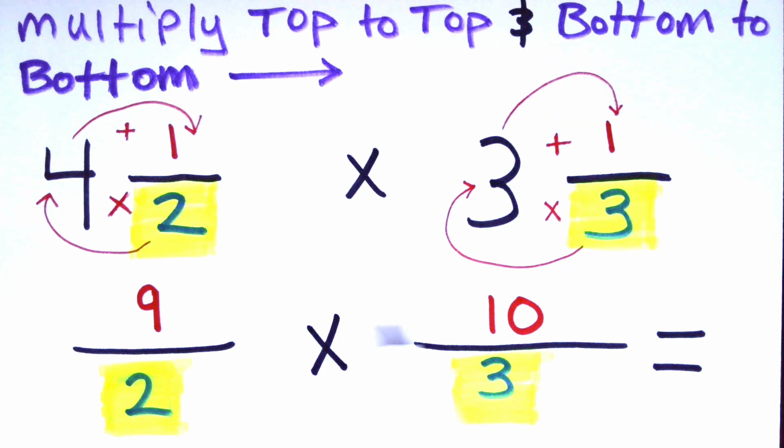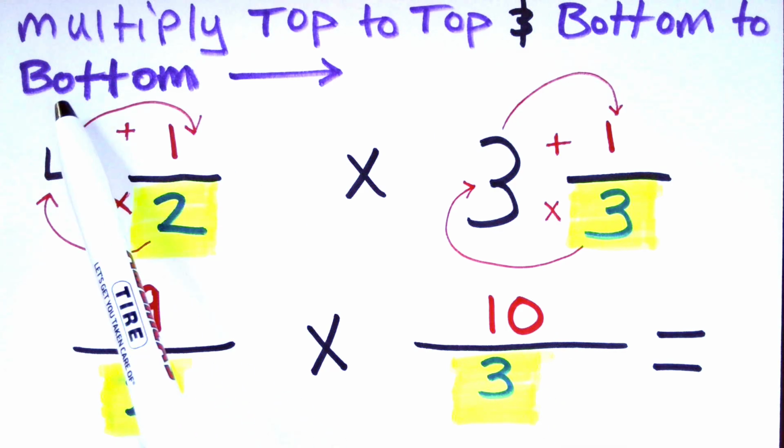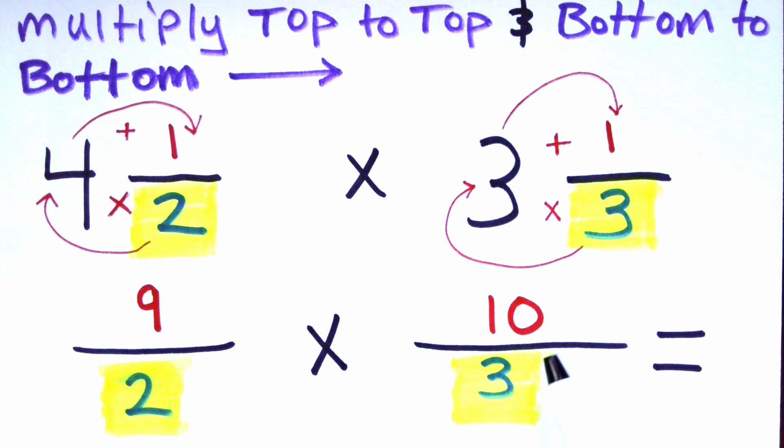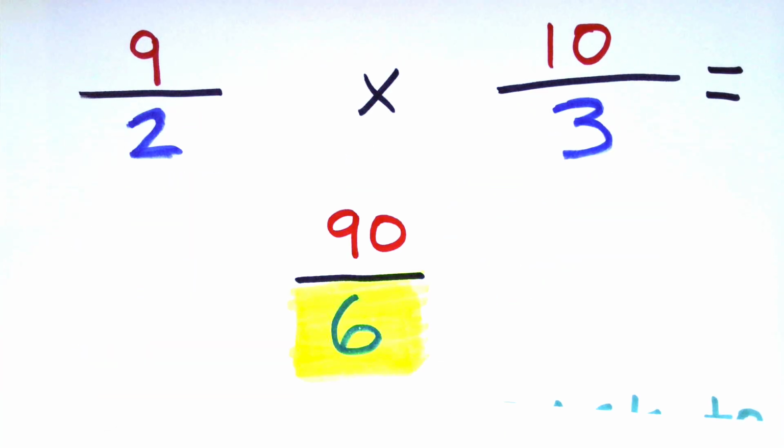Then, when you have your improper fractions, right? Improper fractions are top heavy. You simply multiply top to top and bottom to bottom. So 9 times 10 is, 2 times 3 is. All right, if you said 9 times 10 is 90, 2 times 3 is 6, you're absolutely correct.